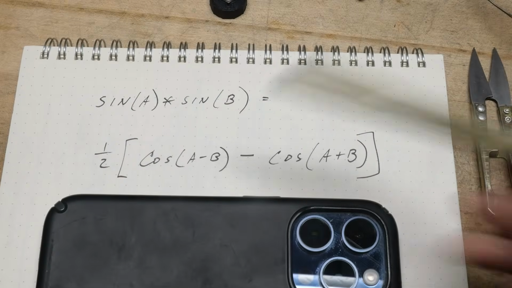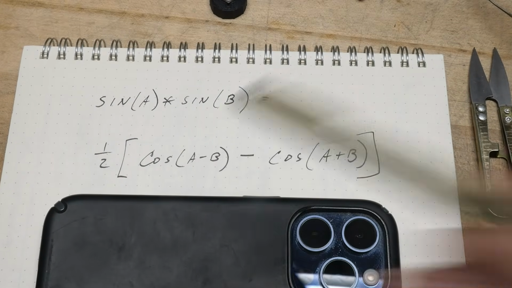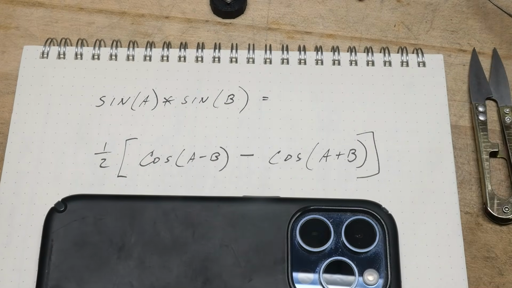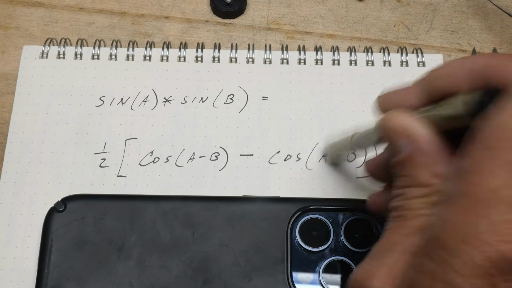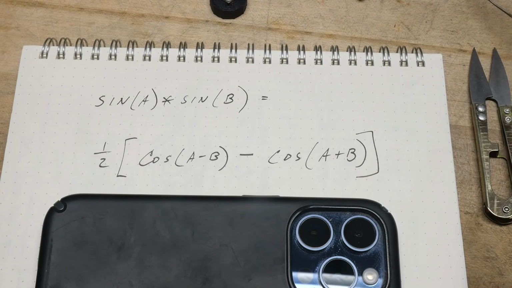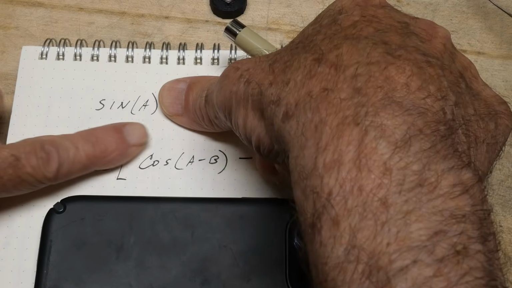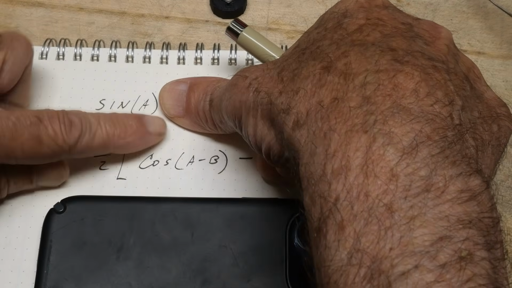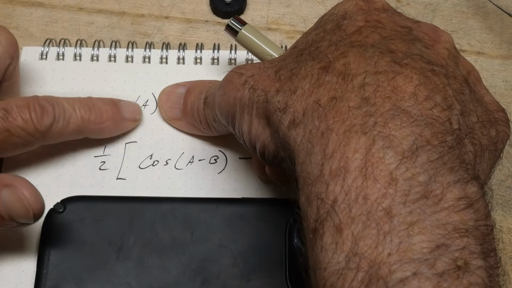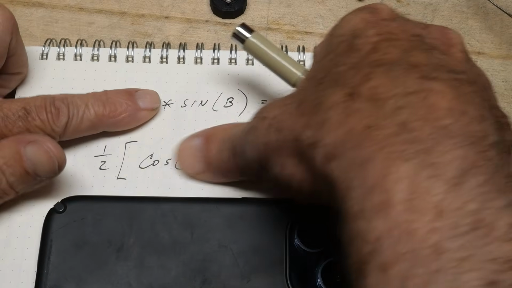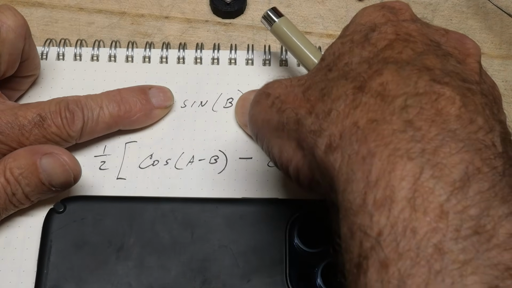It's 1/2 cosine of the first angle minus the second angle minus the cosine of the first angle plus the second angle. And you're saying, oh my God, IMSAI guy, why are you doing math? I hate math. And you don't need to understand this insofar as just get the concept, okay? We have a sine, which is just a wiggly on the screen, right? So that's a wiggly of one frequency. A is one frequency. And then B is a wiggly of another frequency.